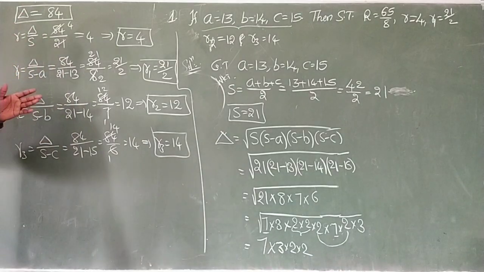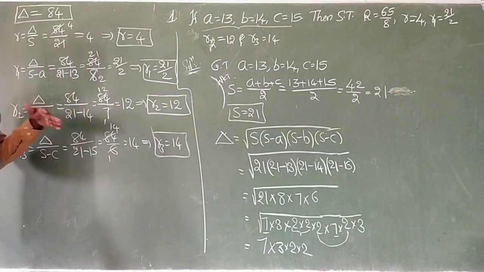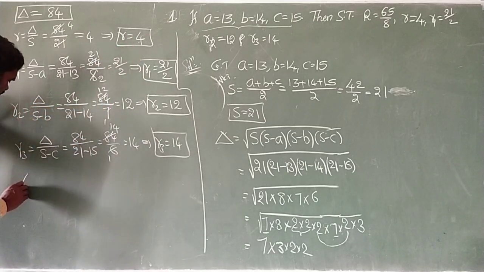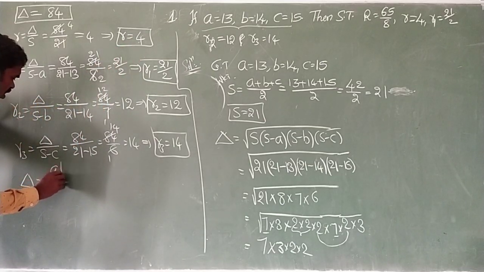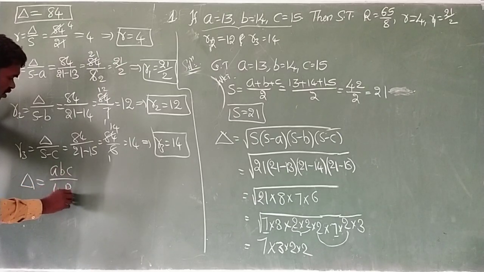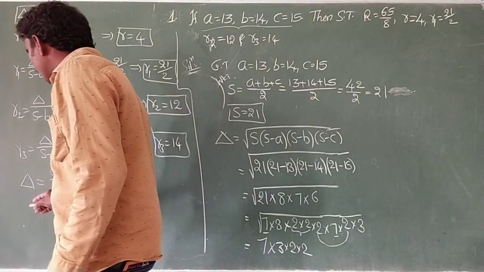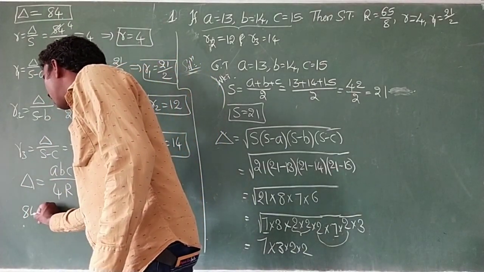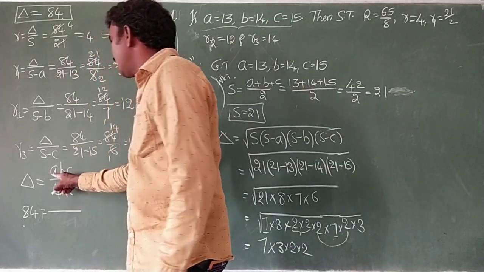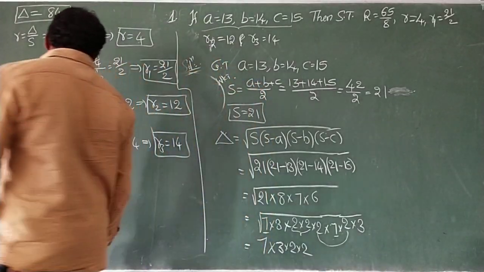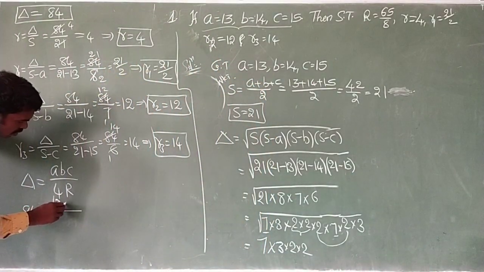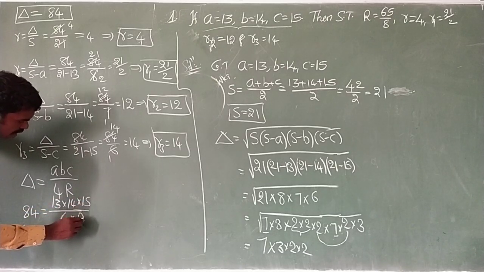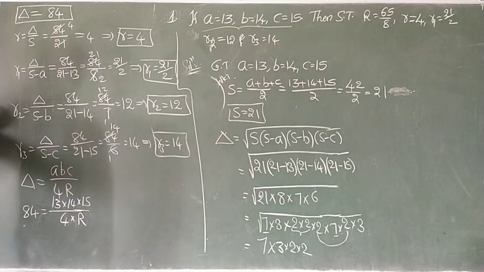Okay, what is capital R? Which formula can we use that involves capital R? That is the delta formula: delta equals small a b c by 4R. Using this formula, we can find the delta value. How much is it? 84. So 84 is equal to a into b into c, means 13 into 14 into 15 by 4 into R. By solving this, we can get the R value.